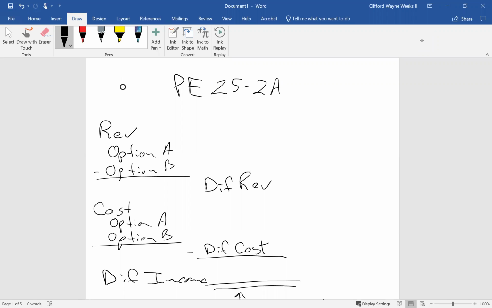What I'm going to do is make option A, we're going to do it, and option B is don't do it. In this scenario, we have to be able to identify relevant costs and irrelevant costs, or relevant items and irrelevant items.